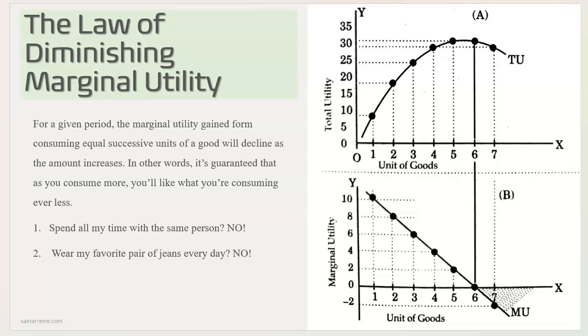You know how we said that marginal utility just dips, and how we said that marginal utility is a bell curve? Well, this is telling you everything sooner or later is going to become less and less satisfactory until you get to a point where you reach this utility. So for a given period of time, obviously, the marginal utility gained from consuming equal successive units of a good will decline as the amount increases. In other words, it's guaranteed that as you consume more, you'll like what you're consuming ever less.